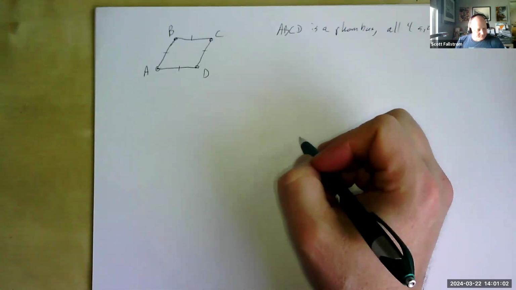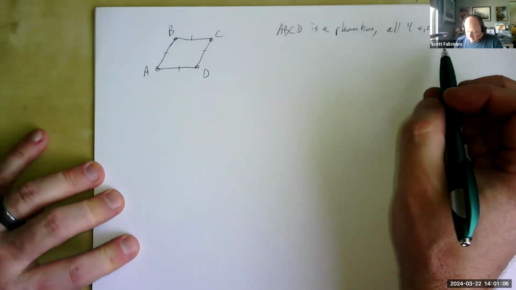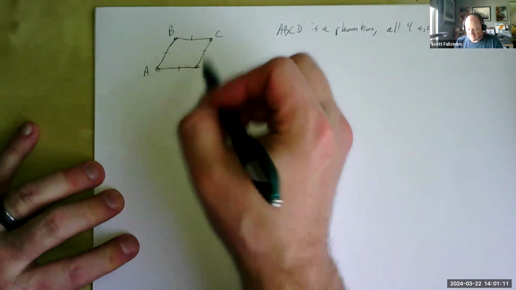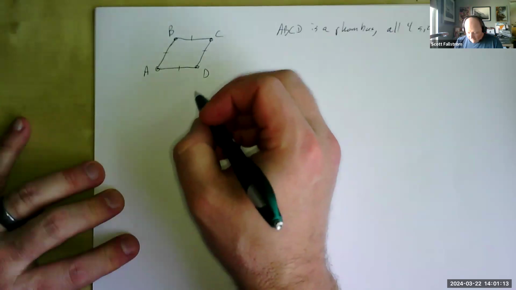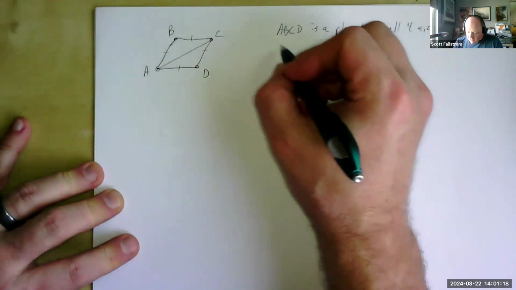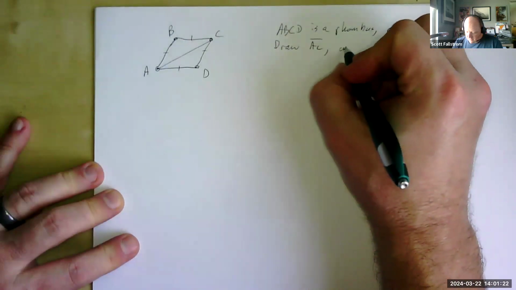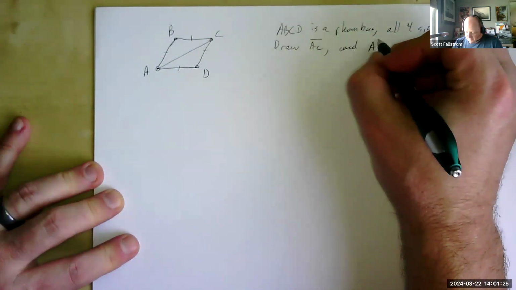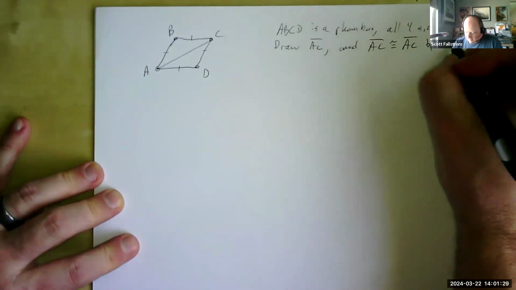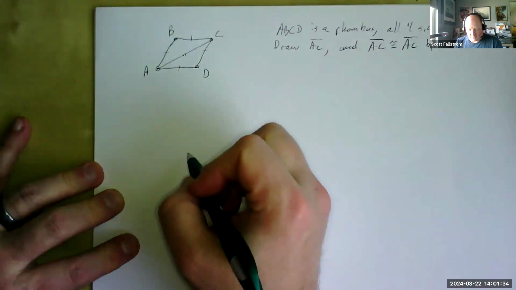Now that we know we've got a rhombus, all 4 sides congruent, we're going to try to prove that AC creates perfect angle bisections. So we're going to draw AC, and AC is congruent to AC by reflexive. Okay, so make tick marks here.